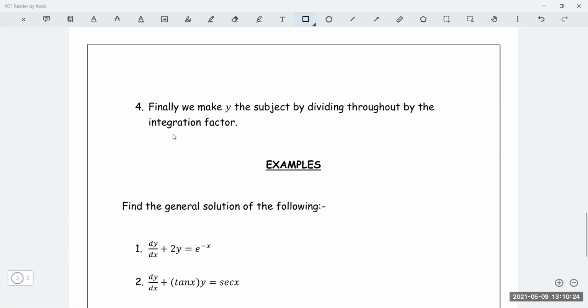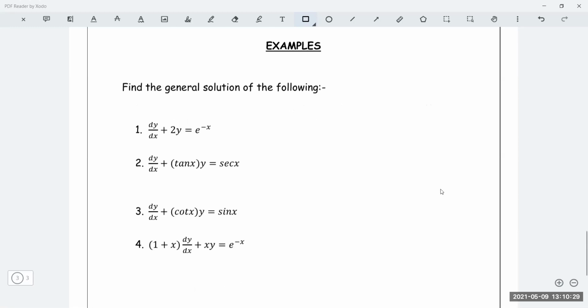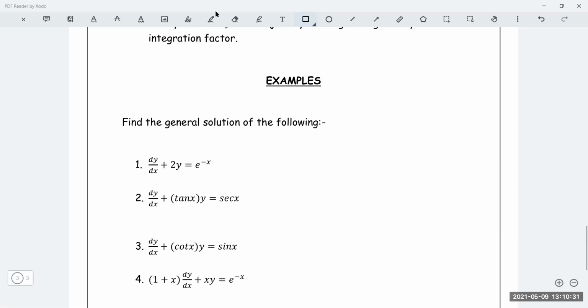Easy. Now we're going to do some examples, and I made sure to put 4 different types of examples. This one involves sec, this one involves sine, this one though, in standard form, we're going to have to divide through by something, and this one is just the easiest one. So we're going to do all these 4 together. I will do 2, you will do 2. And then that's it for first order.